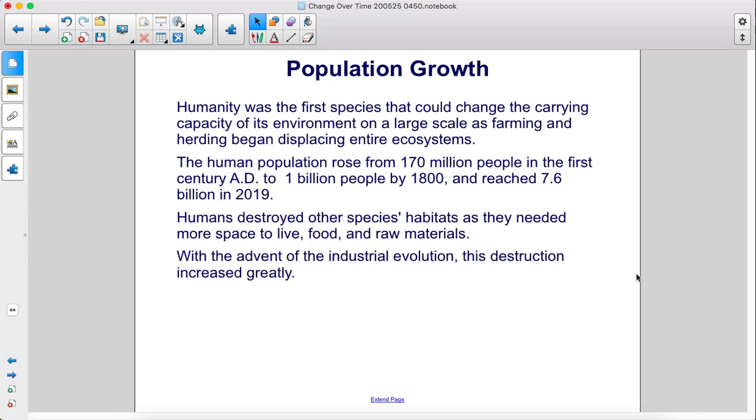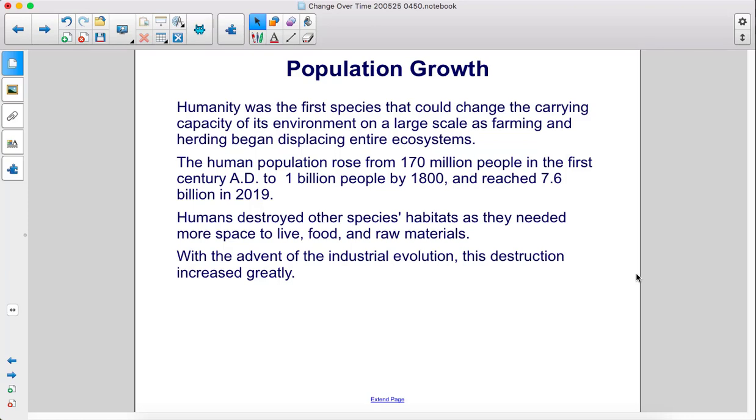Humanity was the first species that could change the carrying capacity of its environment on a large scale as farming and herding began displacing entire ecosystems. The human population rose from 170 million people in the 1st century AD to 1 billion people by 1800 and reached 7.6 billion in 2019.